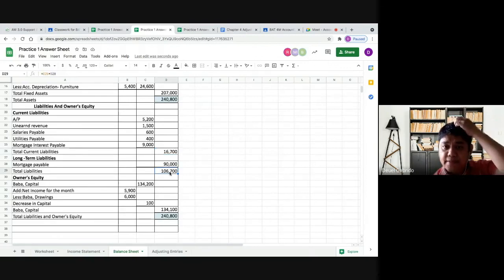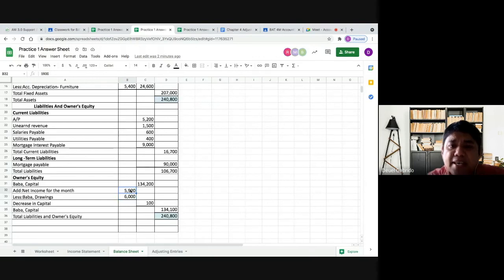Okay, total liabilities. And then for the capital, remember, this is a long calculation now, guys. It's like the statement of owner's equity. So Baba capital, this is the beginning, 134,200, put it in the middle. And then we will combine income and drawings. So 5,900 is your net income. The drawings, oh, it's bigger than the net income. But you withdrew too much, 6,000. So how much was left to you? Subtract the two. The difference is 100.